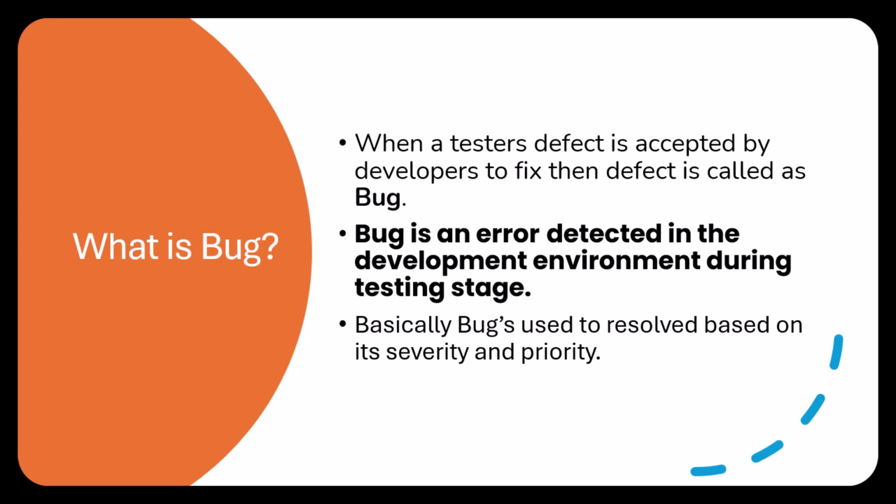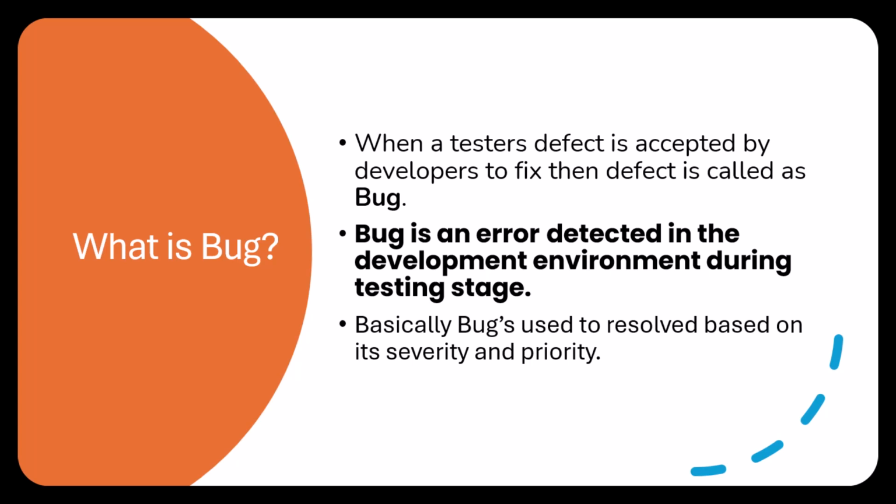A bug refers to a defect. That means whenever the software product or application does not work as per the requirement set and as per the customer expectation, at that time we'll say that it is a bug. And when a tester's defect is accepted by the development team or a developer, and they are going to fix that particular defect, that is called a bug. An error which is detected in the development environment during the testing stage is known as a bug.